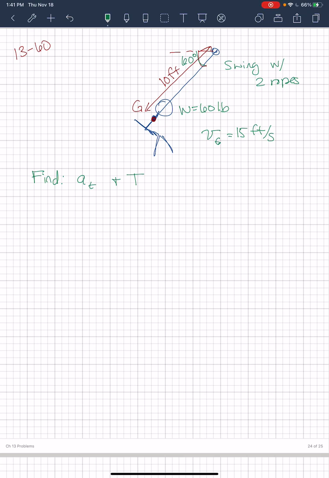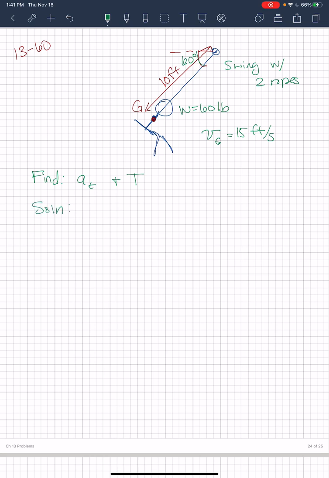So for this problem, this is problem 1360. The text that comes with it says at the instant theta equals 60 degrees, the boy's center of mass G has a downward speed v sub G equal to 15 feet per second. Determine the rate of increase in his speed and the tension in each of the two supporting cords of the swing at this instant. The boy has a weight of 60 pounds. Neglect his size and the mass of the seat and cords.